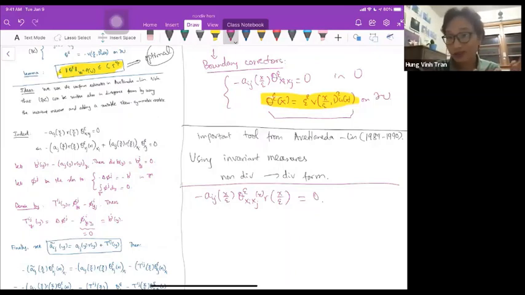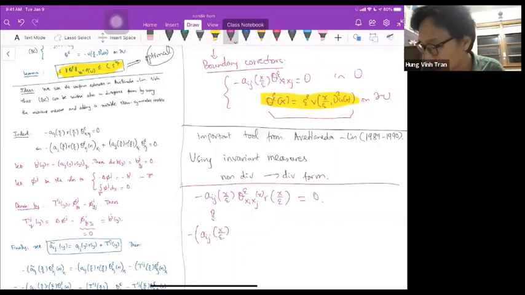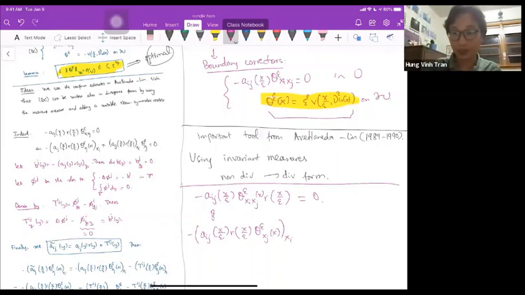I'm going to try to make this into divergence form, okay? But it's not easy, right? So let me try to mess it around, try to make it into divergence form. So A_ij(x/ε) R(x/ε) ∂θ_ε/∂x_j, differentiated in x_i, right? I'm just trying to put it in divergence form.